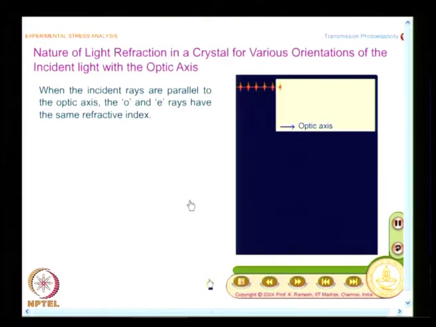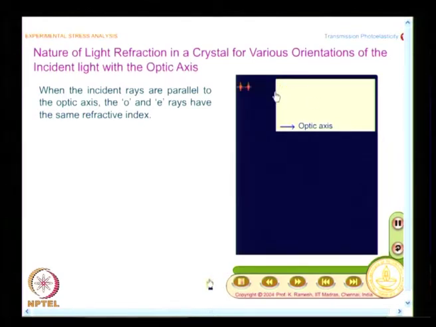And when you take a crystal, you have what is known as an optic axis. I have a crystal here and I have a ray of light impinging on it, and how is this ray shown? This is an unpolarized beam, you have a dot and a straight line, and if this direction is parallel to the optic axis, what do I find? What does this diagram show?